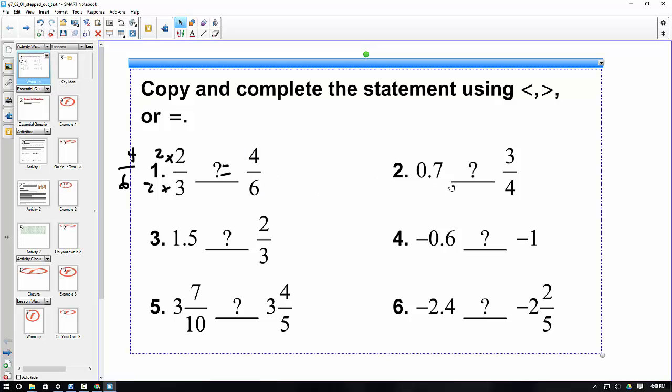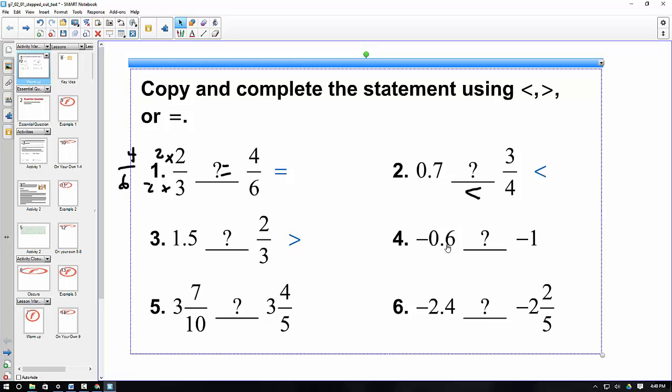If I go over to 3/4, I know that 3/4 is 0.75. So if that's the case, then this would go this way. For this one, 1.5 or 2/3. Well, 1.5 is greater than 1, and 2/3 is less than 1. Therefore, 1.5 has to be bigger, right?